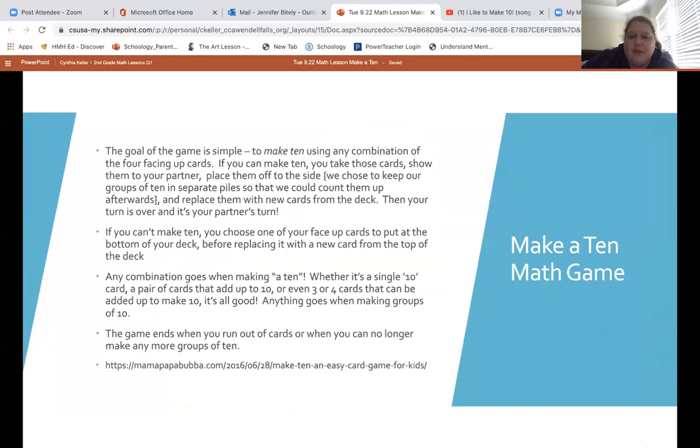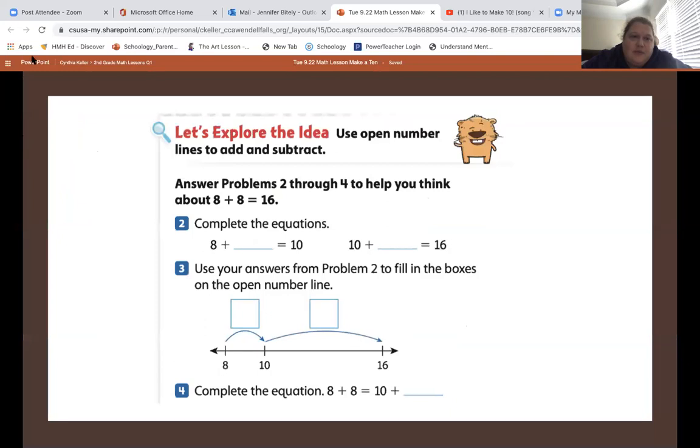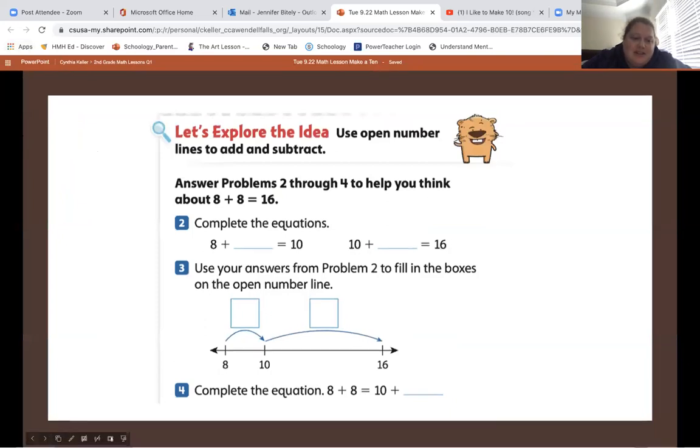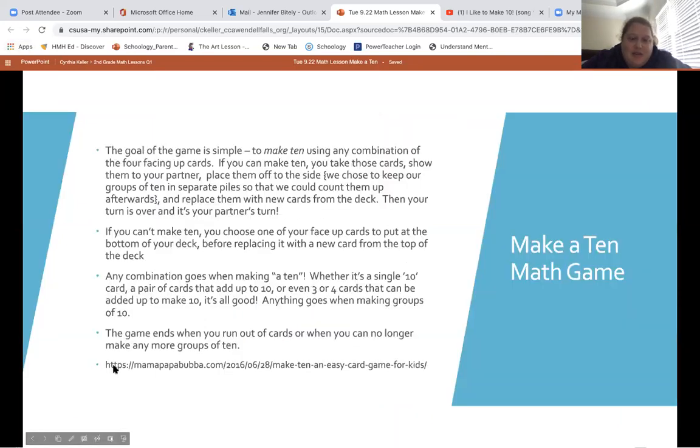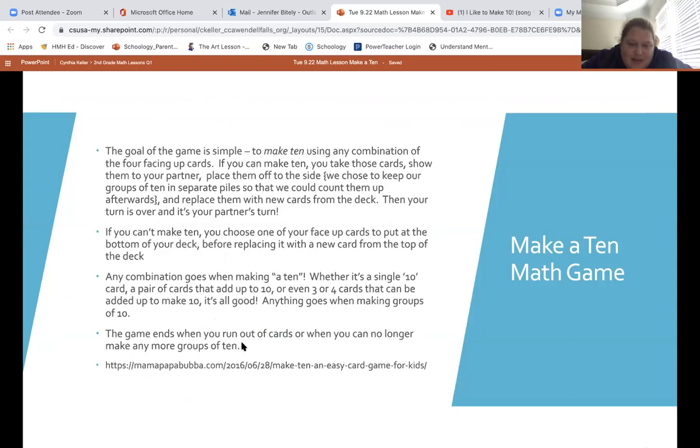Okay, this is not in your at-home learning packets. But what you can do, it's called Make a 10 Math Game. And the information is right here and you can read about it. And this is the website for it, where you're trying to make a combination of 10. All of the information is right here for it. And if it would let me click on the screen, I would click it for you, but it won't let me. But it's right there, okay? It looks fun.